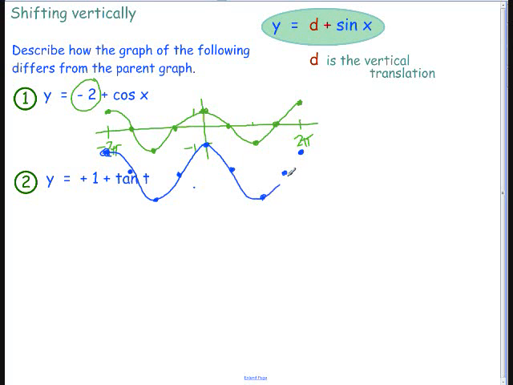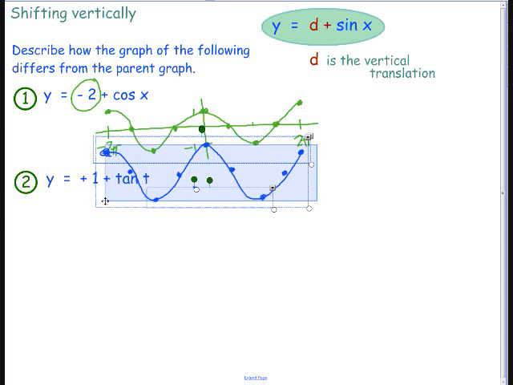So how would this graph differ? Well, I haven't taken this into account yet, have I? So I better do that. Just a moment. I'm going to change the color on this.